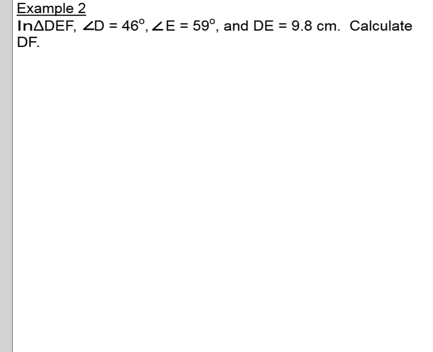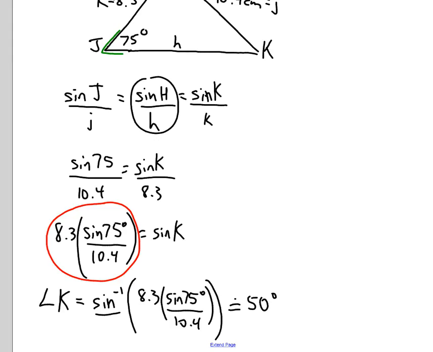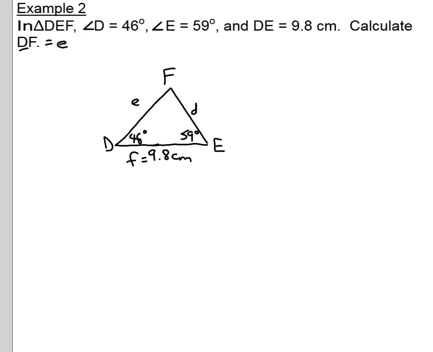Okay, in example 2, similarly our triangle is DEF, we have two angles and one side, and we're actually looking for the length of a side. Now here DF is comparable to little e, so let's again think about the information given, draw a triangle, and then label it and solve. Okay, I worked out the previous example, got 50 degrees, just if you were looking to confirm an answer. Okay, so let's go back to our example 2, draw on the diagram.